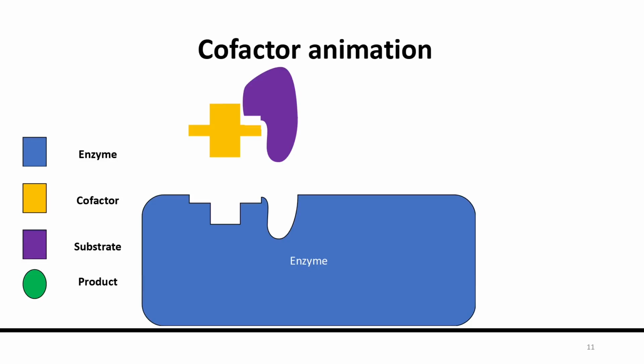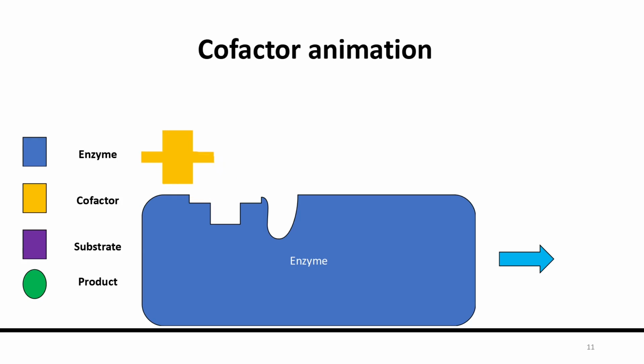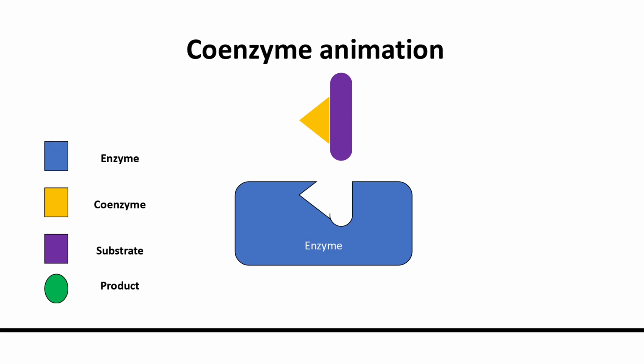Now, as a caricature, you have the yellow being the cofactor binding to the allosteric site, the substrate binds to the active site, the reaction takes place, the product is formed, and you have the release of the cofactor. For coenzymes, the coenzyme binds in the active site and also the substrate. The reaction is facilitated, the product is made, and the coenzyme can be recycled.